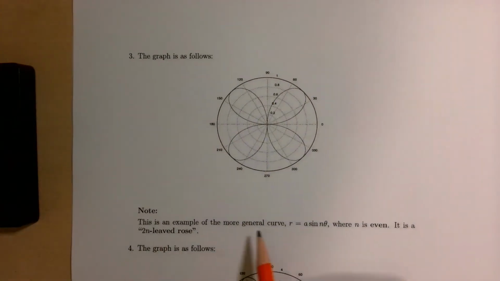This is an example of a more general case, r equals a sine n theta, where n is even. It is an example of a 2n leafed rose. So here, if n is 2, then you're going to get 4 leaves, as in a 2n leafed rose.